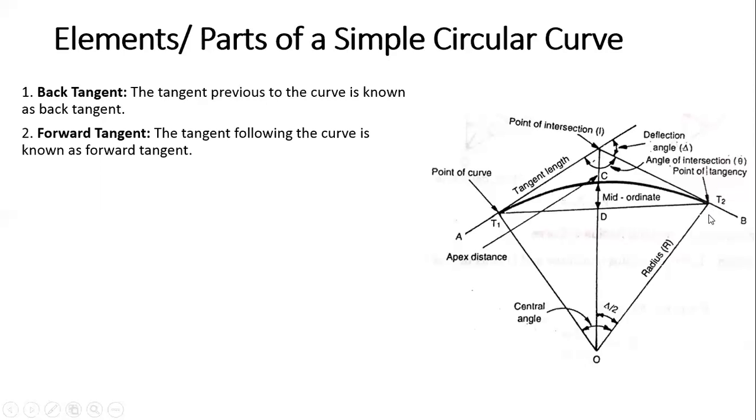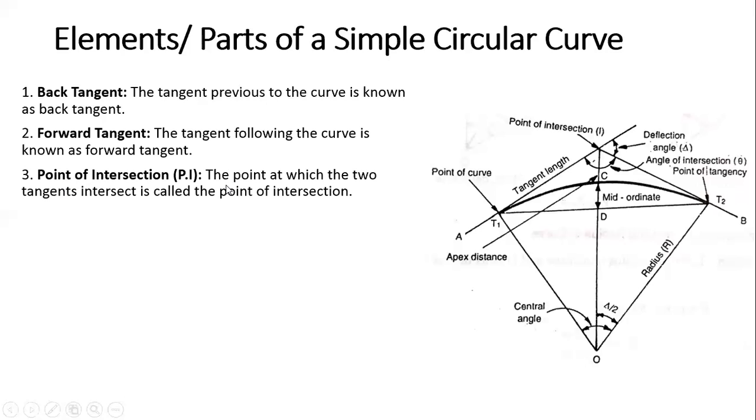So this is my end of the curve here, this point. Any tangent line which is here is called your forward tangent. So the tangent following the curve is known as the forward tangent. Then we have the point of intersection.